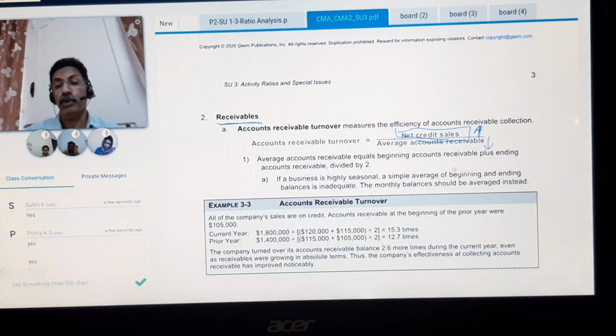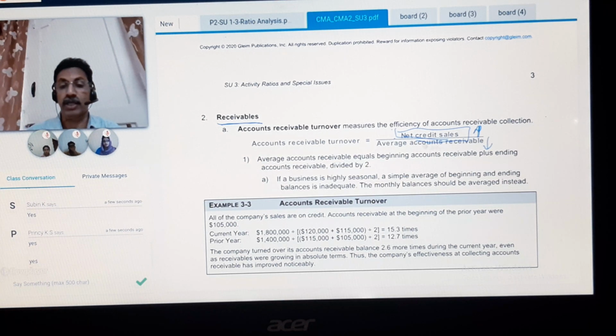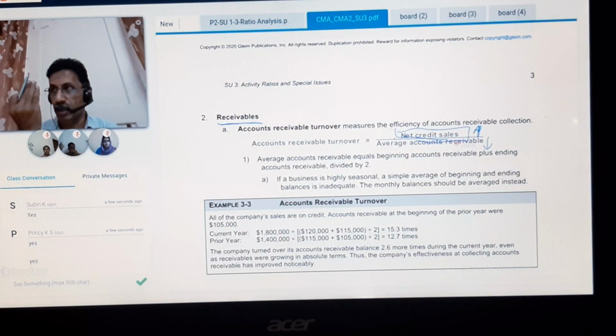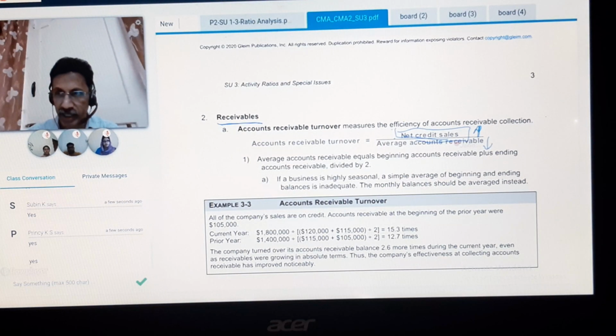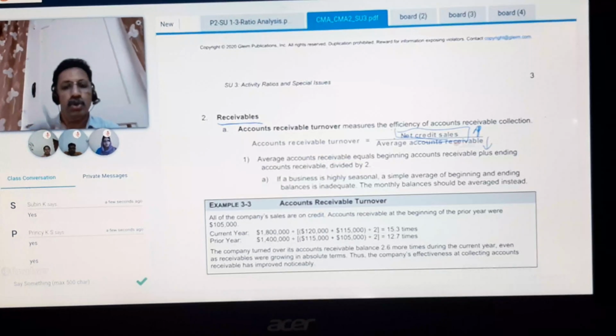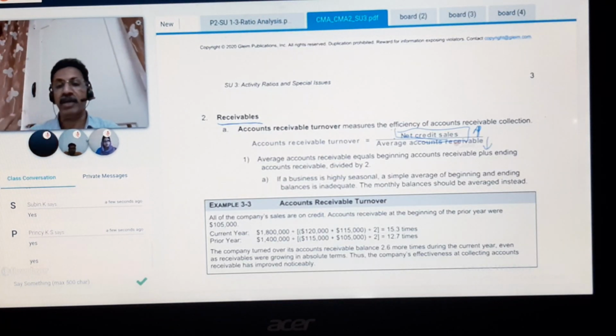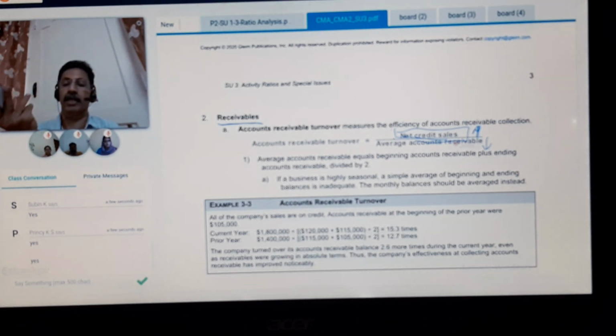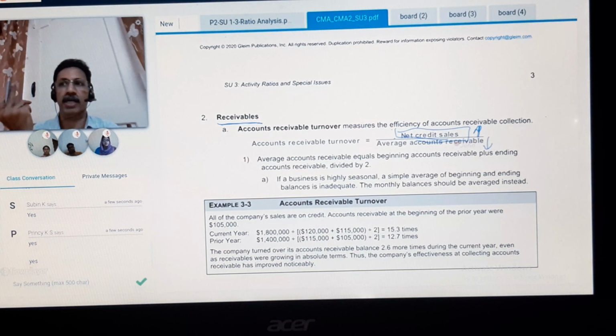Here, if you want to increase this ratio, you should try to get your receivable collected as early as possible, because the lower the denominator, the higher this ratio. So how can you do that? If you don't give credit, then you will not be able to get sales. So to maintain that sale, you have to give credit. After giving credit of 2 months, if you want to really reduce the receivable, what is the other way out?